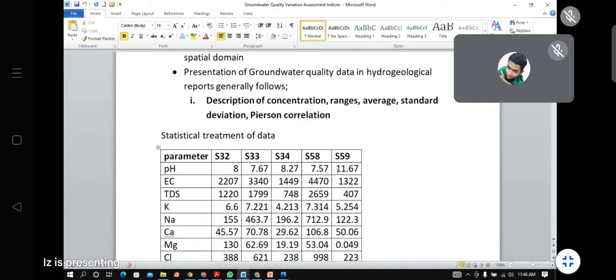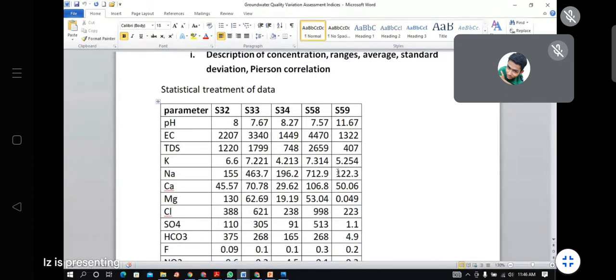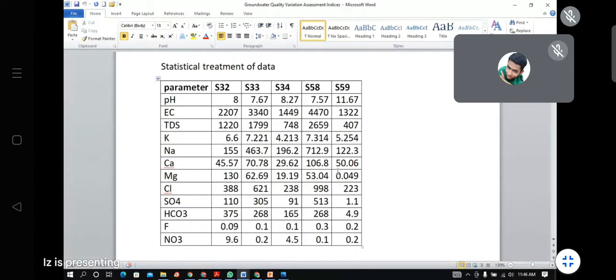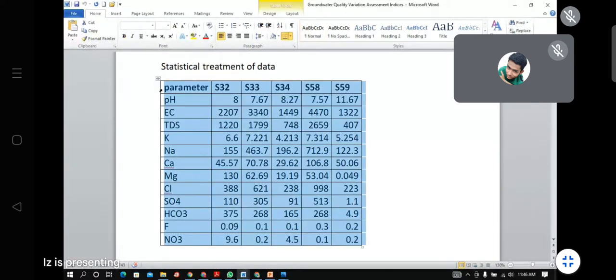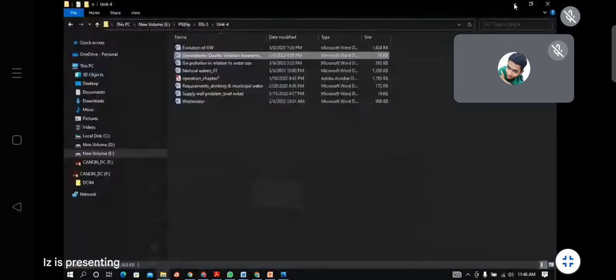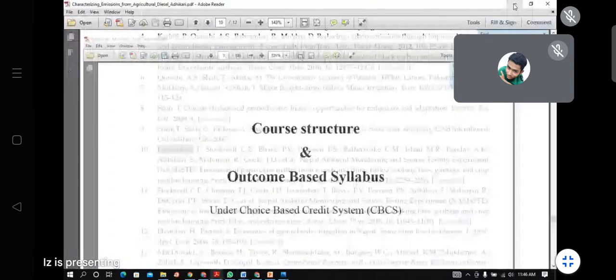Right. So this is how the groundwater quality data looks like. Right. अब ये groundwater quality का data है. Let me quickly show you how we go on what kind of statistics.